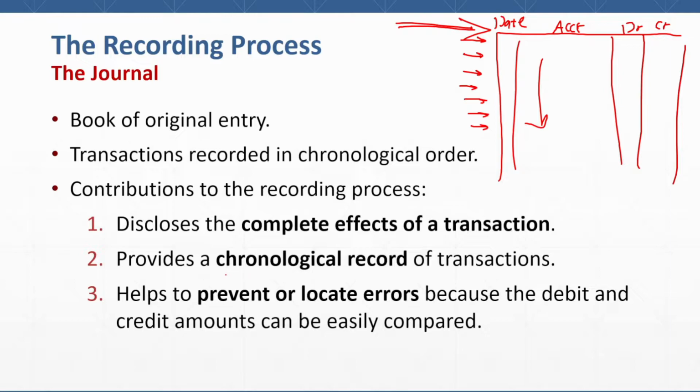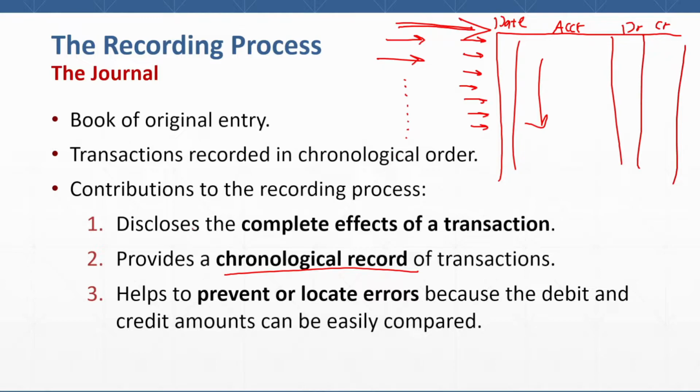So the journal gives us a chronological record, meaning different lines are recorded based on their time, the time of the activity, the time of the transaction. Today's transaction goes first, tomorrow's transaction goes next, the day after tomorrow's transaction goes next and next and next. It is called chronological order.